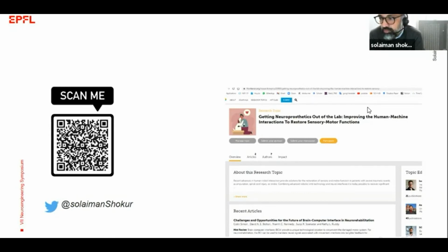How fast is the sensory feedback loop? In which of the examples? Well, I can give on both of them. On the bionic hands, it is about 20 to 30 milliseconds feedback loop.